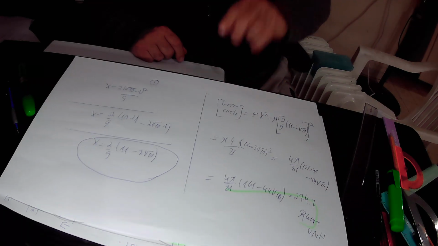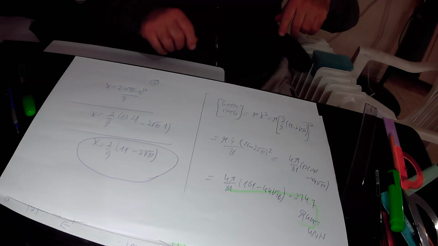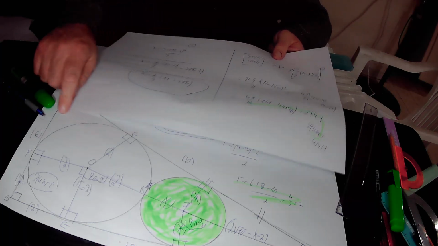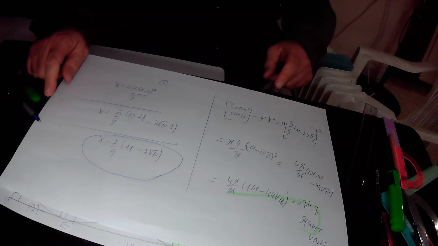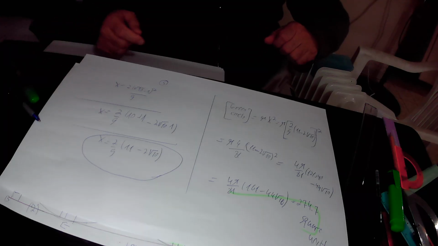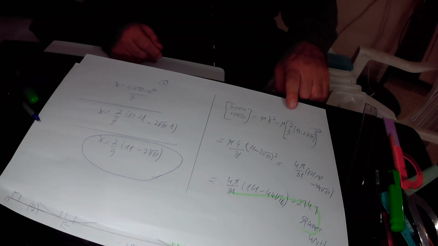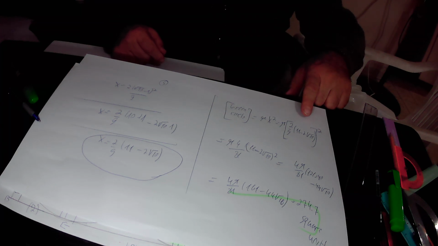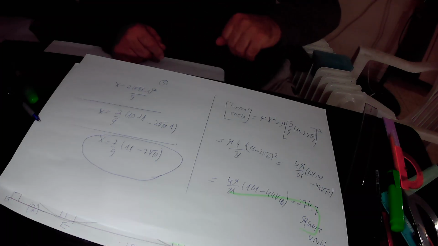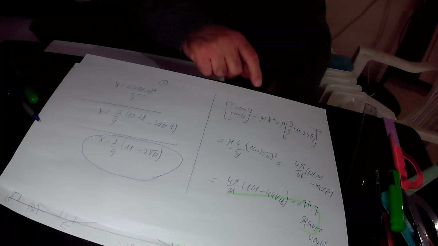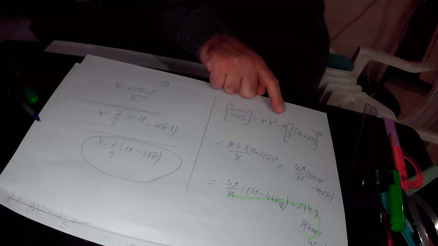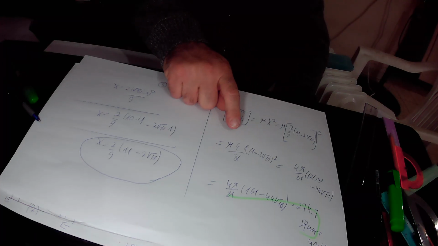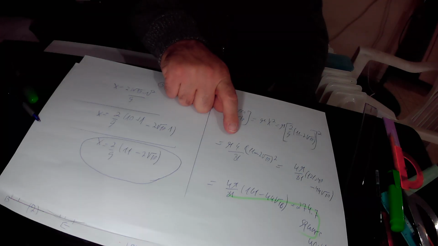So the area of this green circle equals pi times the radius squared, that is pi times x squared. So it is pi times x squared. Here we have 1 over 9 squared times 11 minus 2 times square root of 10 squared. And 1 over 9 squared is 1 over 81. So this expression equals 1 over 81.